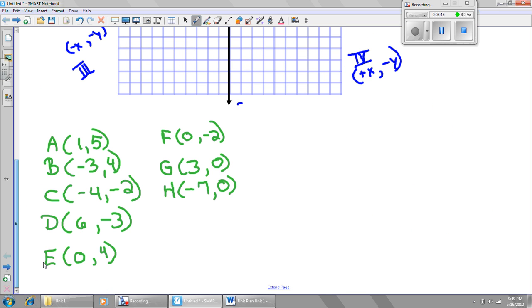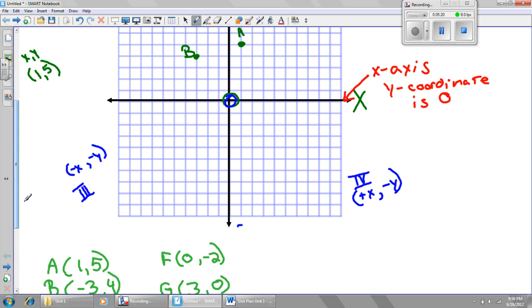Take a look at point C, (-4, -2). What quadrant is it going to be in? If you said third, you're absolutely right. Negative 4, negative 2. 1, 2, 3, 4, 1, 2. And there is point C.